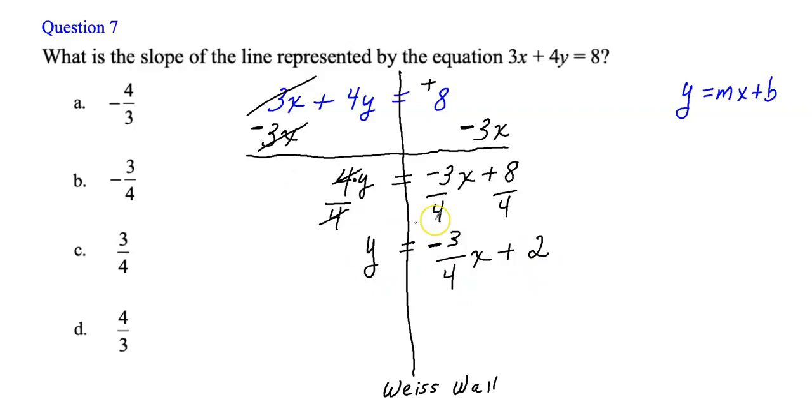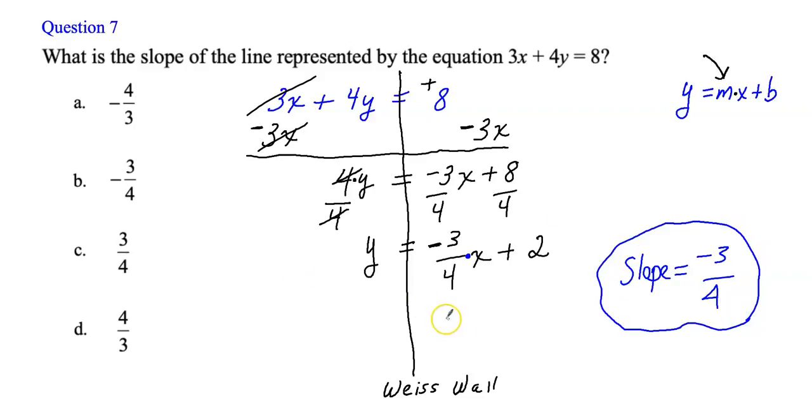Now I have the equation written in slope-intercept form. This matches up with this form. And in slope-intercept form, the m here represents the slope. It's whatever the x is multiplied by. And in this case, the x is multiplied by negative 3/4. Therefore, my slope equals negative 3/4. Again, when it's written in this form, the slope is whatever the x is multiplied by. Now I just need to find the correct answer. Remember, we were looking for the slope.